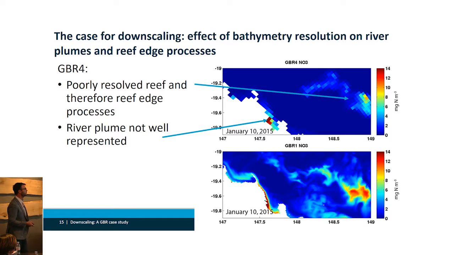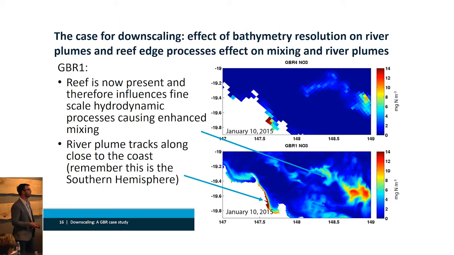Second example: if we look at the distribution of nitrate in the GBR4 model, moving inshore, we see that in the coarse model, nitrate concentrations on the fringing reefs sit between about 2 and 6 milligrams of nitrogen per cubic metre. And the inshore, where we're introducing nutrients through a river plume, that nutrient distribution is very localised around the mouth of the river.